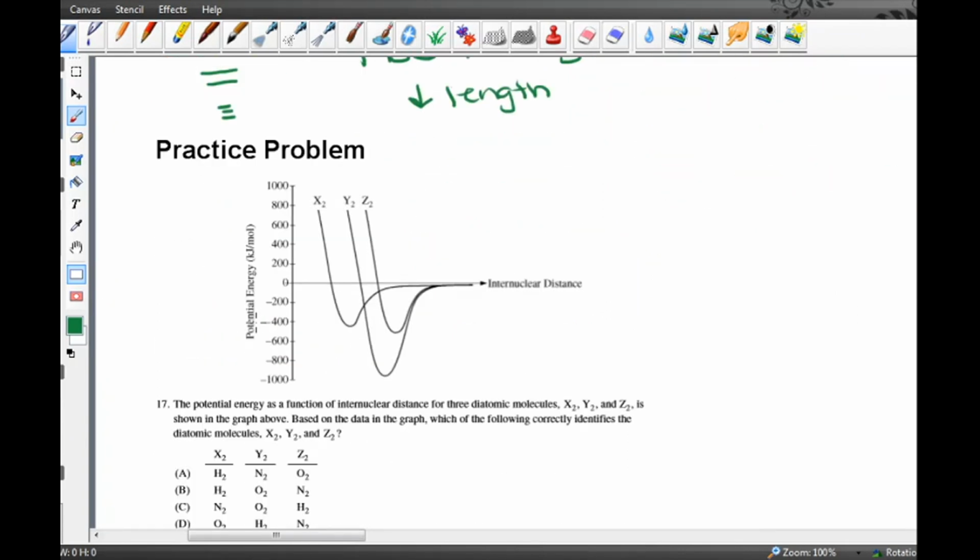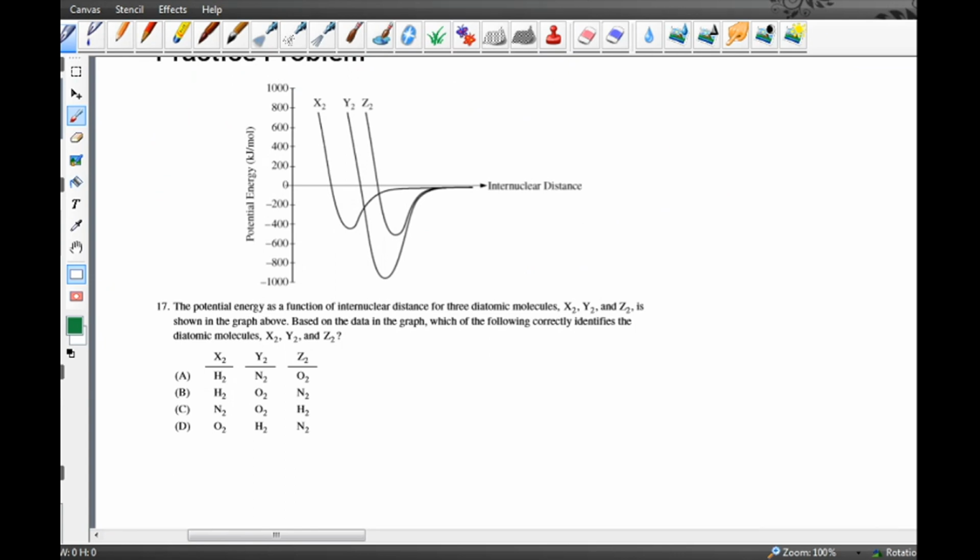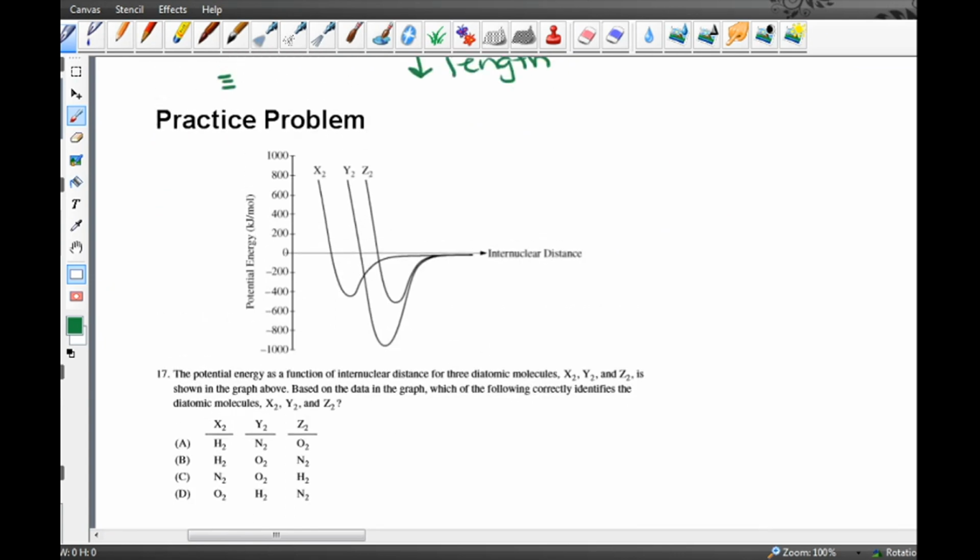I think you've probably seen this problem before. Let's take a look at it. Remember, on these potential energy diagram graphs, the lowest point in the graph is where you have the lowest amount of potential energy. That's your most stable position, and that's your bond enthalpy. That's how much energy you would need to input in order to break that bond. So we can clearly see on this diagram that the Y2 molecule is the strongest bond, by far.